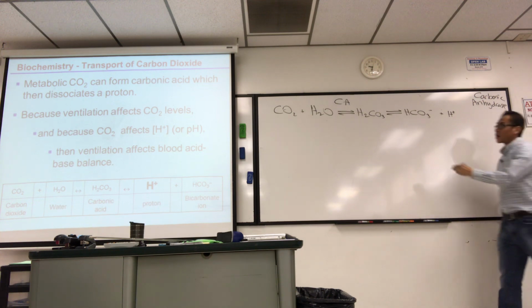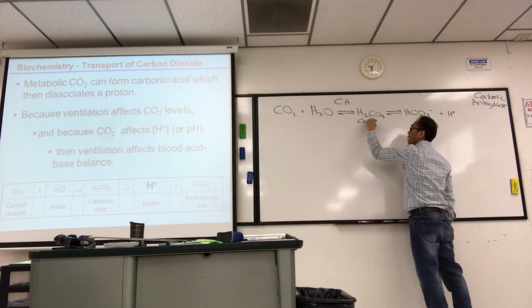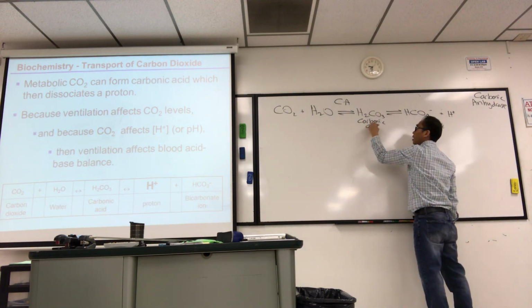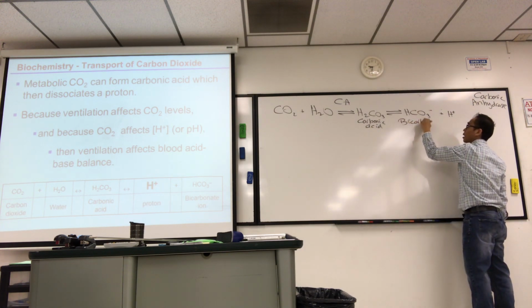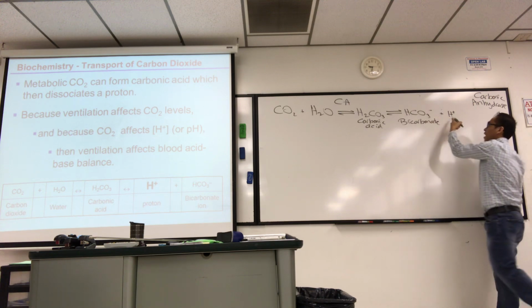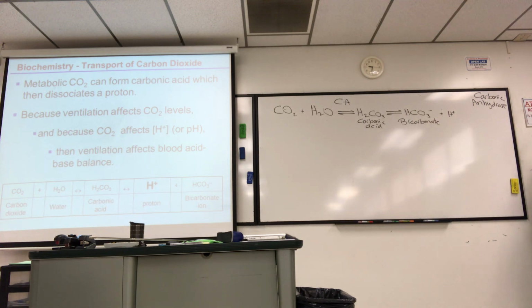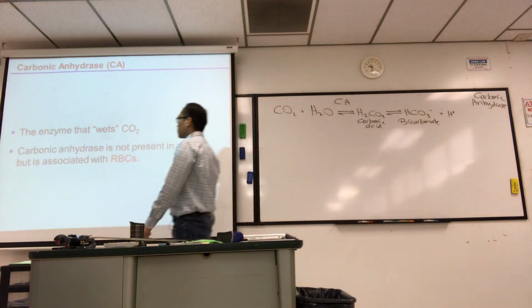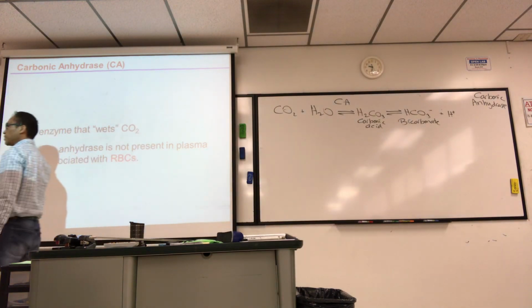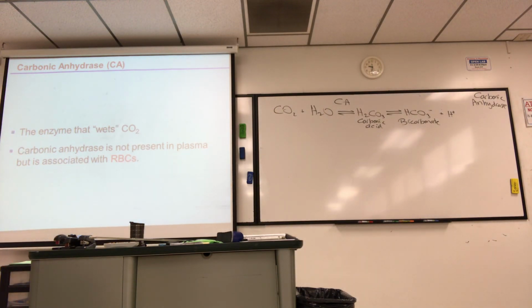Okay, so this is carbonic acid, not to be confused with bicarbonate. And that's the hydrogen ion that can acidify the blood. So that's why CO2 affects blood chemistry, the acidity of the blood. So carbonic anhydrase is the enzyme that, quote unquote, wets the CO2. And it's actually not in the plasma, it's on the surface of the RBC.